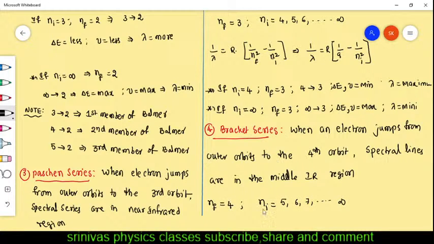If transition occurs from fifth to fourth, that is the first member of Brackett; sixth to fourth, the second member of Brackett; and infinite to fourth is the last, called the series limit. In this, if you write the value of 1 by lambda, we will continue in the next. You take the screenshot.